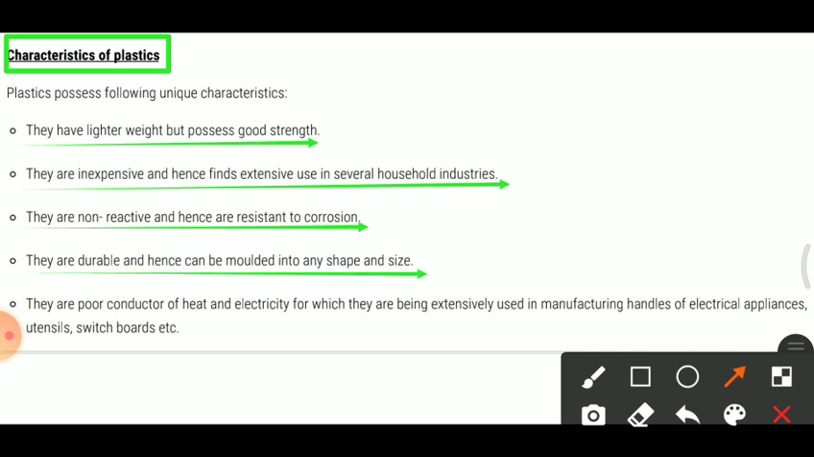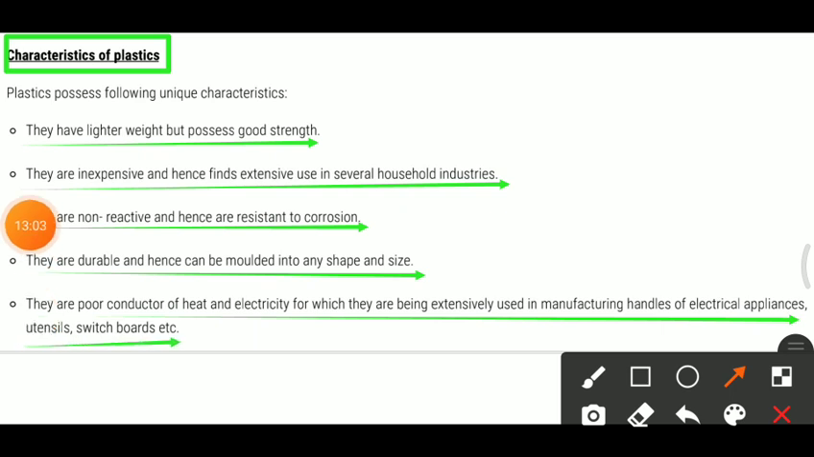The next property is that plastics are poor conductors of heat and electricity, for which they are extensively used in manufacturing handles of electrical appliances and switchboards, etc. You have learned that plastics are poor conductors of heat and electricity. That is why electrical wires have plastic coverings and handles of screwdrivers are made of plastic. Handles of frying pans are also made of plastics.